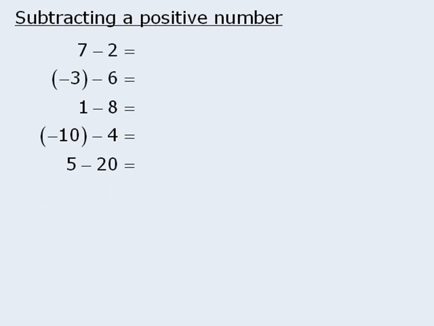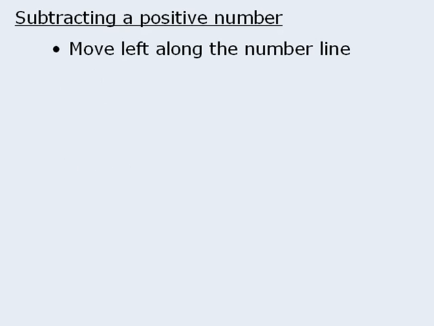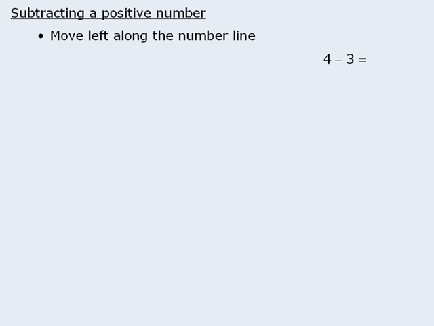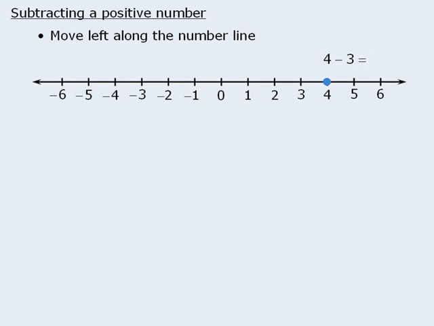Next, we will learn how to subtract a positive number from another number. Notice that in these examples, we are subtracting a positive number each time. Now when it comes to subtracting a positive number from another number, the rule is to move to the left along the number line. For example, to evaluate 4 minus 3, we start at the position of the first number, which is 4, and from here we move 3 spaces to the left, 1, 2, 3, and end at 1. So 4 minus 3 equals 1.